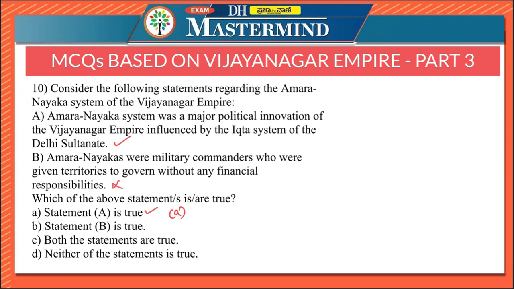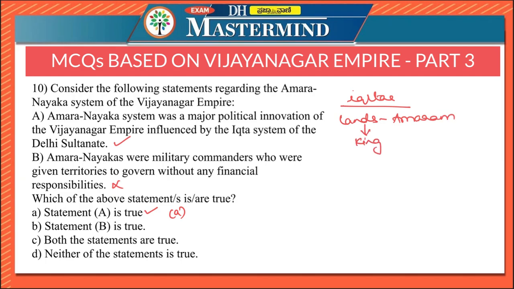During the Delhi Sultanate period, the lands were assigned to officials as iktas. Iktas were lands that were assigned to officials instead of payment for their services. So, the Amaranayaka system was also a major political innovation of the Vijayanagar Empire, and it was influenced by the Ikta system. This Ikta system of Delhi Sultanate influenced the Amaranayaka system as well. During the Vijayanagar period, lands were called as Amarams. Land was called as Amaram, and the king was the owner of all the land in the empire.